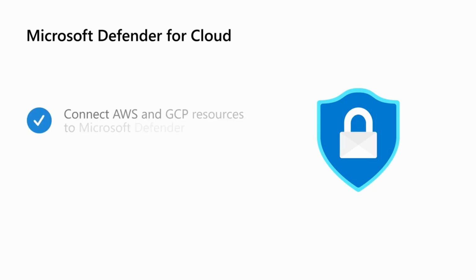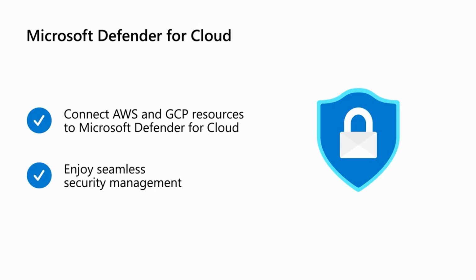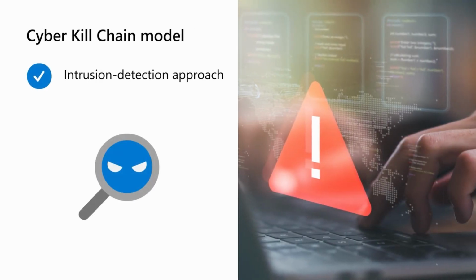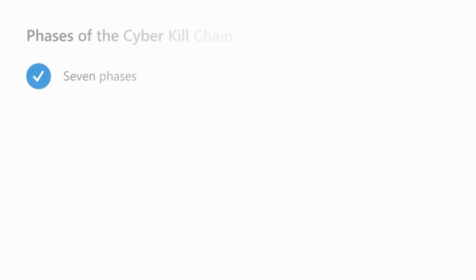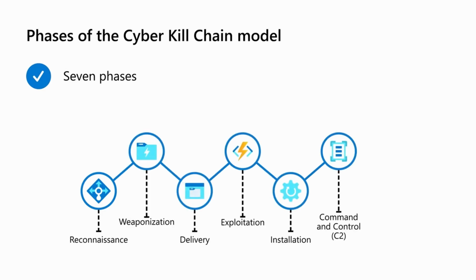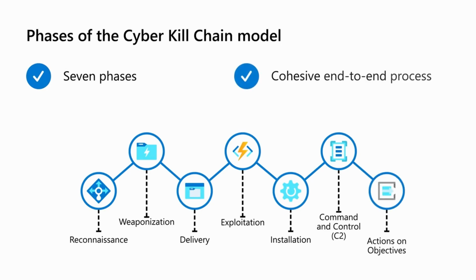You learn that you can connect your Amazon Web Services or AWS and Google Cloud Platform or GCP cloud resources to Microsoft Defender for Cloud and enjoy seamless security management. Next, you were introduced to the cyber kill chain model, an intrusion detection approach driven by intelligence. You learned about the 7 phases of the cyber kill chain model: reconnaissance, weaponization, delivery, exploitation, installation, command and control, or C2, and actions on objectives. These phases form a cohesive end-to-end process represented as a chain, where disrupting any step can disrupt the entire sequence.